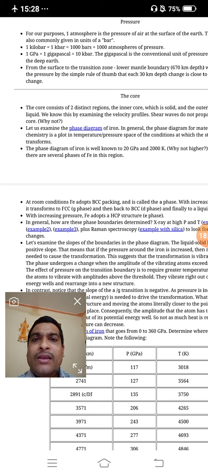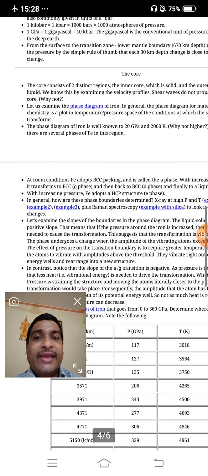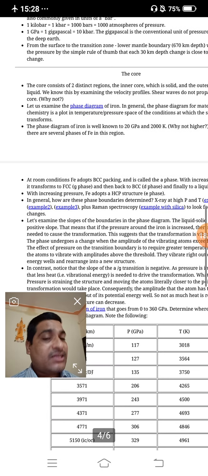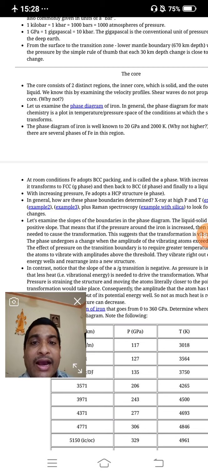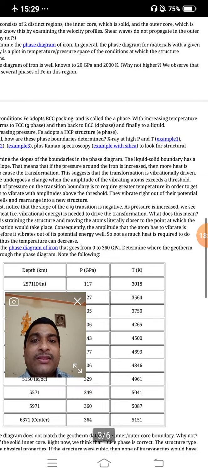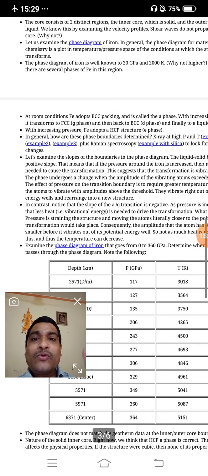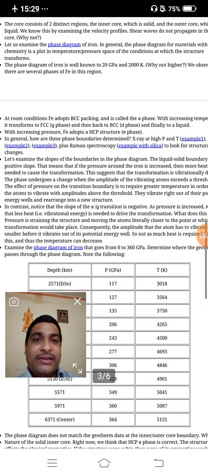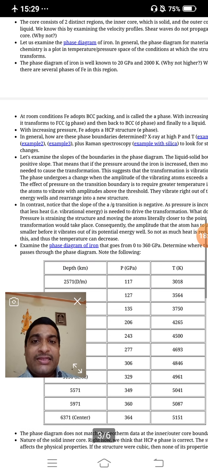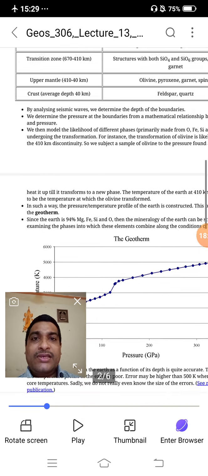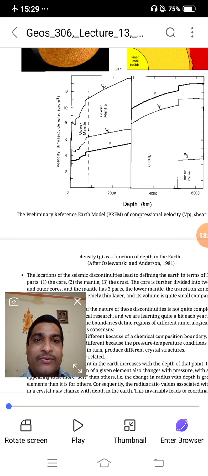The phase diagram of iron is well known up to 20 gigapascal at 2000 Kelvin. We observe that there are several phases of iron in this region. At room condition, iron adopts BCC packing, and it is called the alpha phase. With increasing temperature, it transforms to the FCC gamma phase and then back to the BCC delta phase, and finally to a liquid. With increasing pressure, iron adopts the HCP structure, the epsilon phase. You see this diagram.